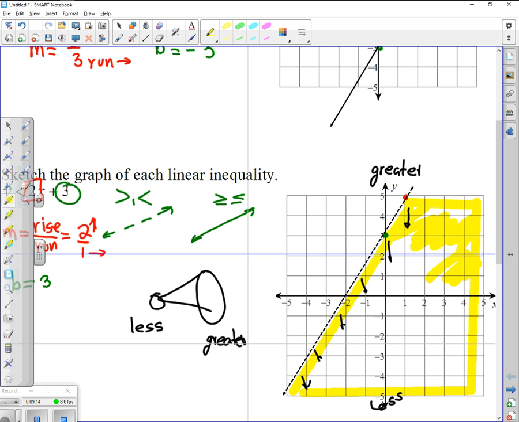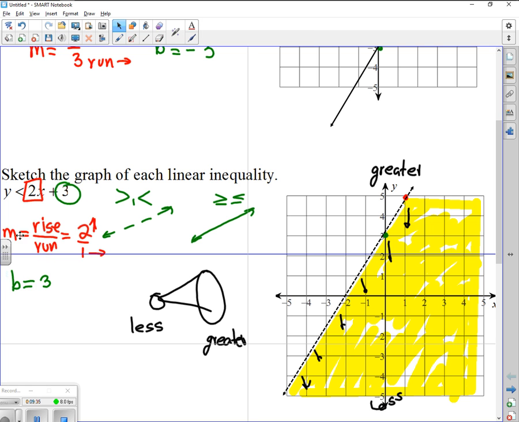So this will be the answer. As you can see, it's similar to the other ones. The only difference is your line could be solid, it could be broken. And here's how you know it's solid or broken. And then you either shade above or below the lines that you graph. It all depends on what it says.